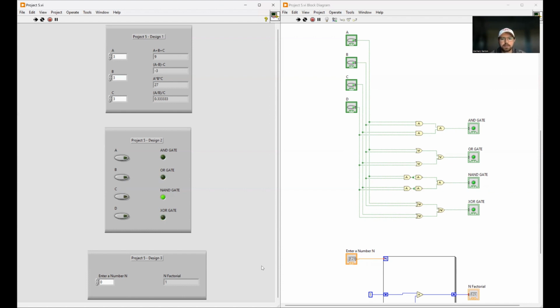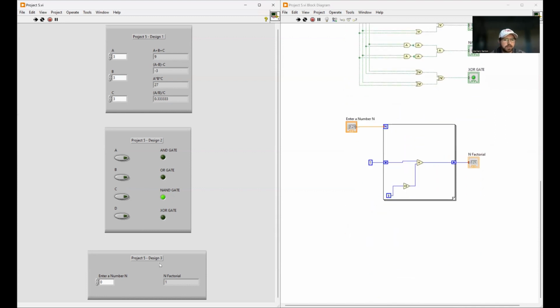Now the final design down here, design number 3, is a simple calculator that takes an integer value in and computes the factorial of it. Now it's worth noting that a factorial is only defined for values equal to or greater than 0. So all these values here, you're getting 1, but they're actually undefined. And the lower bound is 0, and the upper bound for this system is actually 12.